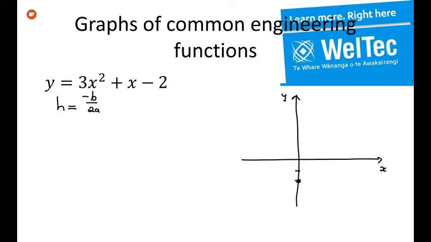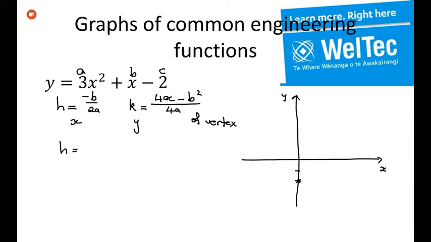So that's the x value, and then we can find the k value, so that's the x value, and that's the y value of the vertex. So k is equal to 4ac minus b squared over 4a. So if we use a, b and c, we can find that h is equal to -1/6 and that k is equal to -25/12.